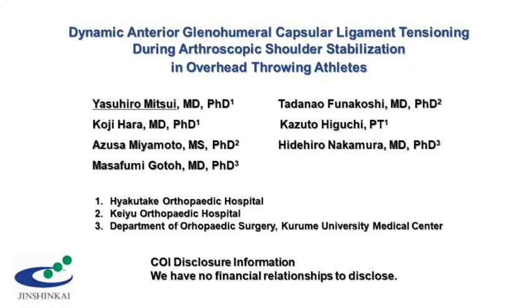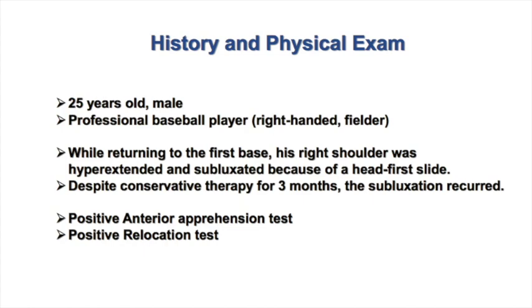We are presenting the steps of dynamic anterior glenohumeral capsular ligament tensioning during arthroscopic shoulder stabilization in overhead throwing athletes. A 25-year-old male, right-handed fielder, professional baseball player.